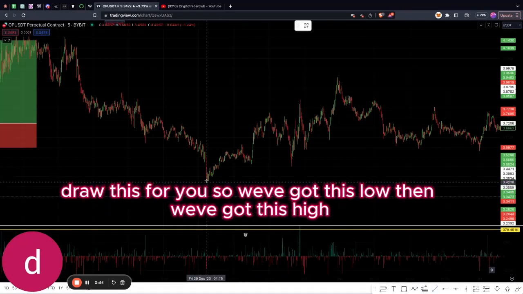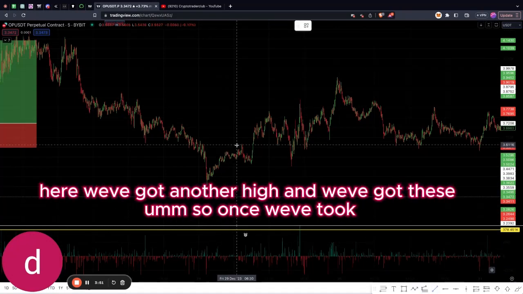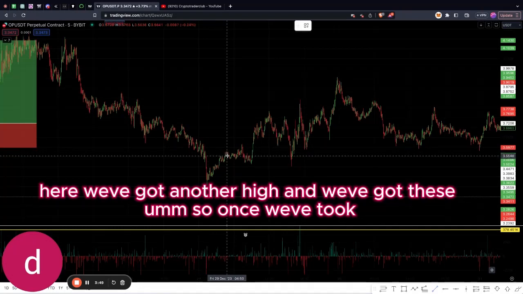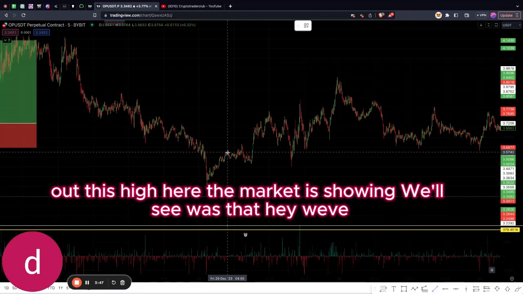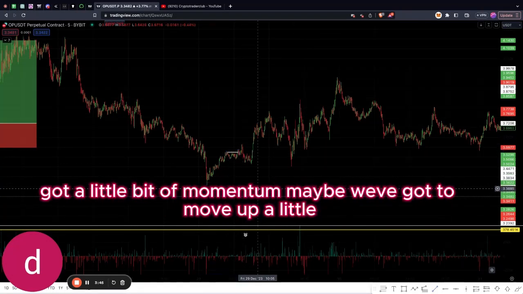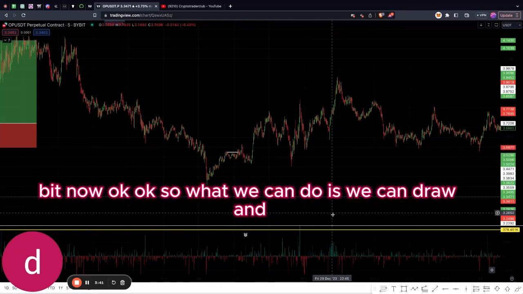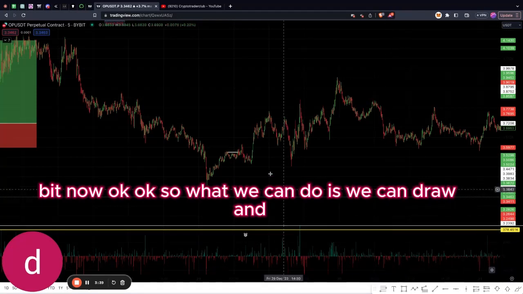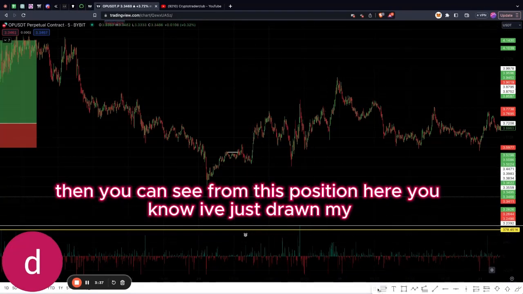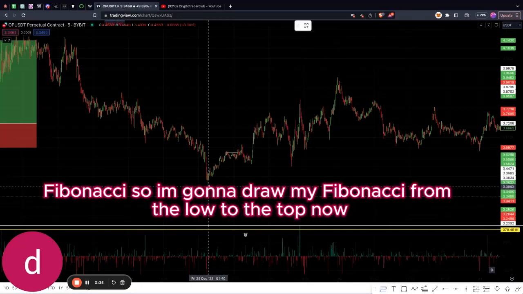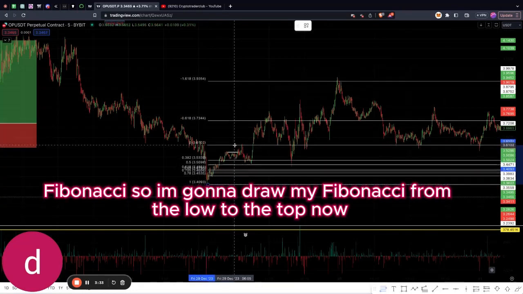So we've got this low, then we've got this high here, we've got another high, and we've got these. Once we've taken out this high here, the market is showing us that, hey, we've got a little bit of momentum. Maybe we're going to move up a little bit now. So what we can do is draw my Fibonacci from the low to the top.